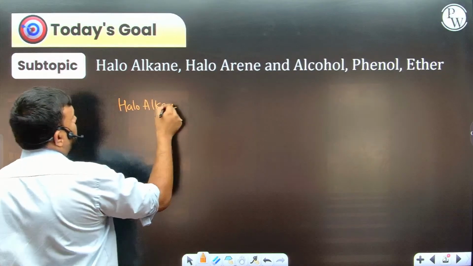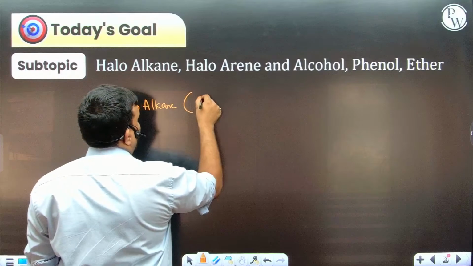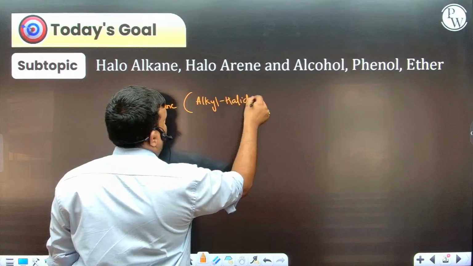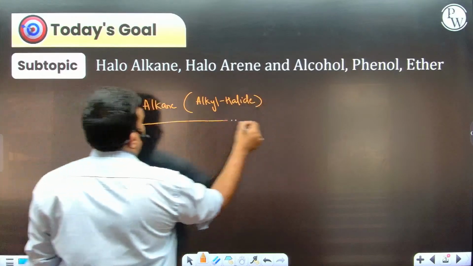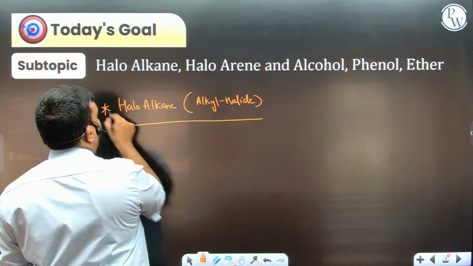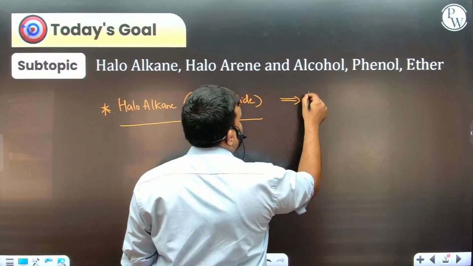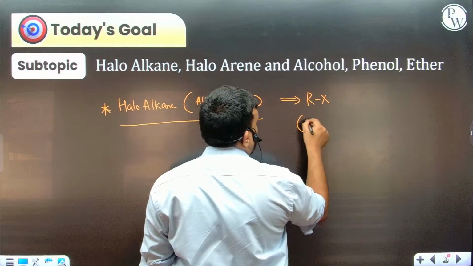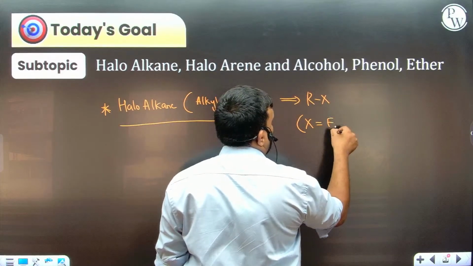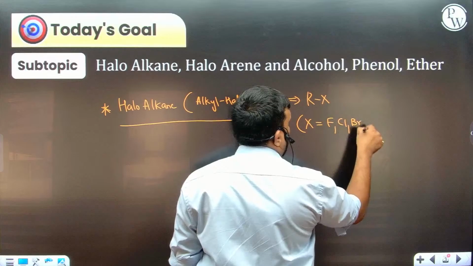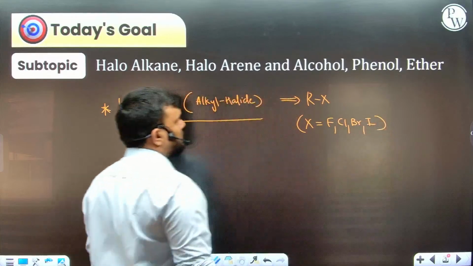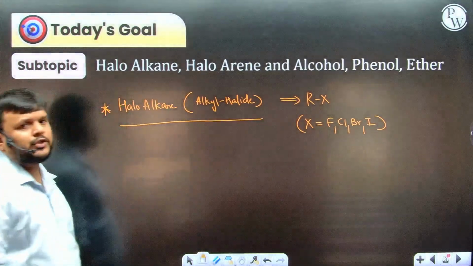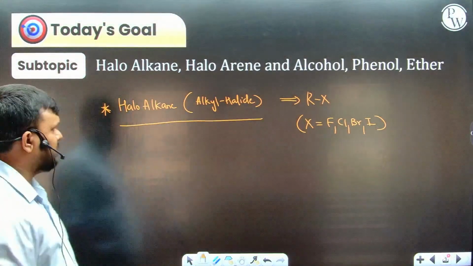We also call them alkyl halides. They are denoted by RX, where X is a halogen: fluorine, chlorine, bromine or iodine. So let us see first of all the preparation of alkyl halides, that is, haloalkane.